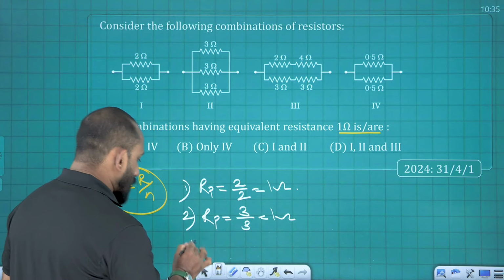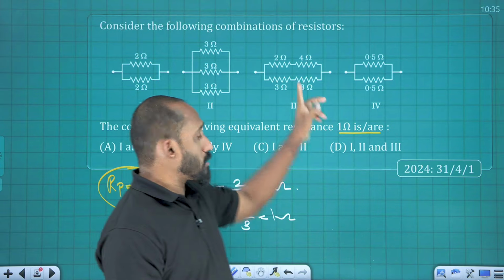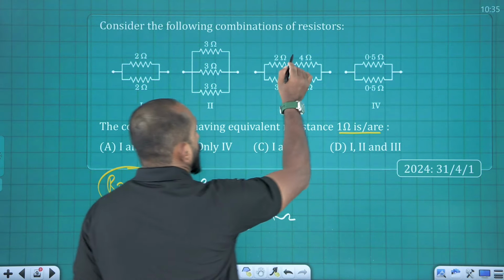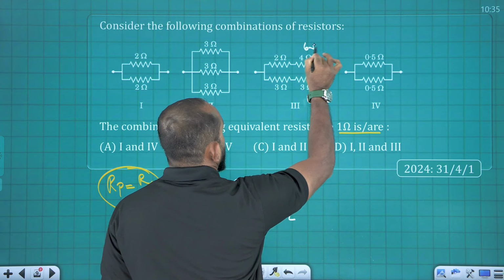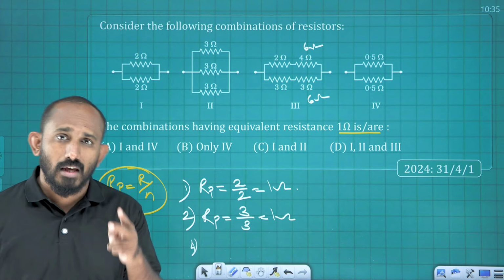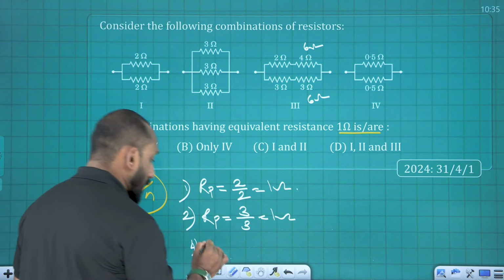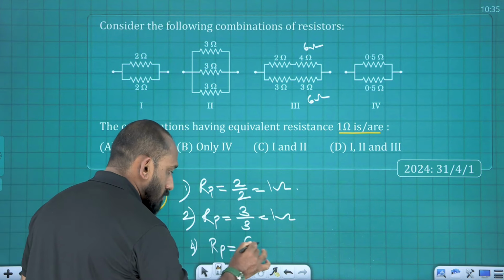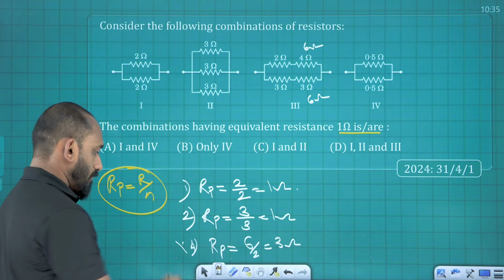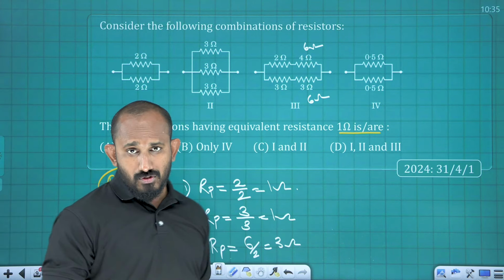Then check the fourth one. It is 2 ohm and 4 ohm in series, then 3 ohm and 3 ohm in series, together in parallel. In series, 2 plus 4, that is 6 ohm. 3 plus 3, that is also 6 ohm. So 2 6 ohms in parallel combination. Rp will be 6 by 2, that is 3 ohm. So it is not 1 ohm. The fourth one is not 1 ohm. Which of the combinations have 1 ohm is the question.